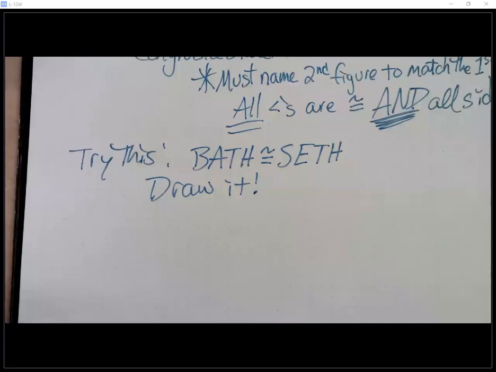Also make sure that however you draw angle B, that's got to match up with angle S, so they should look the same. And remember that you can only have one T in this diagram and one H, even though they both have it in their names. To do it.